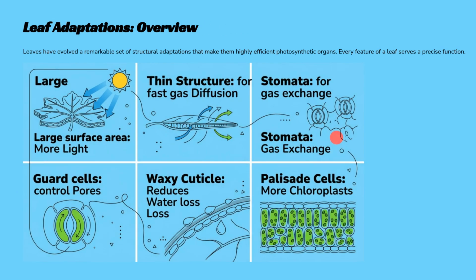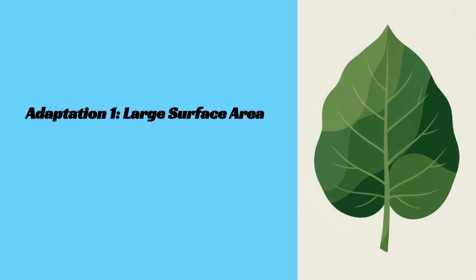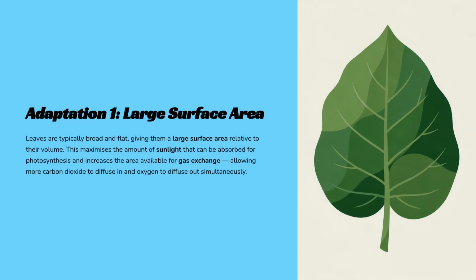Leaves have many structural adaptations for efficient photosynthesis. These include a large surface area for light capture, a thin structure for fast gas diffusion, and specialized cells like stomata and palisade cells. Adaptation 1 is the large surface area. Leaves are broad and flat to maximize sunlight absorption and increase the area available for gas exchange, allowing more carbon dioxide in and oxygen out.